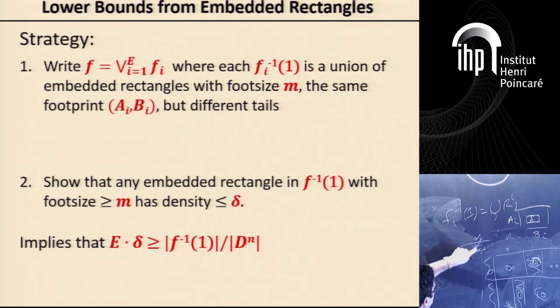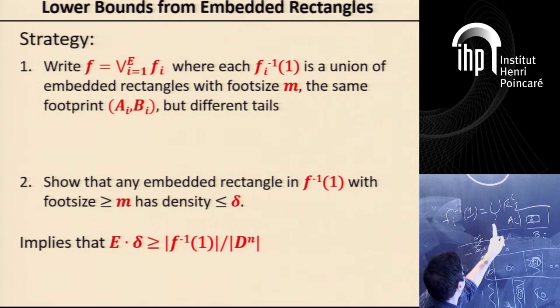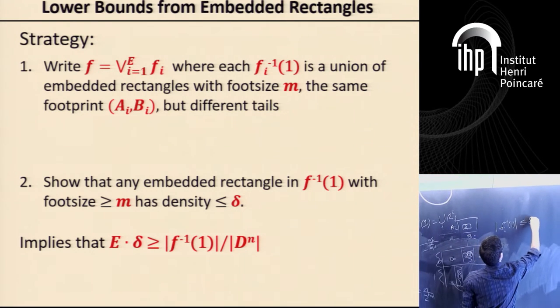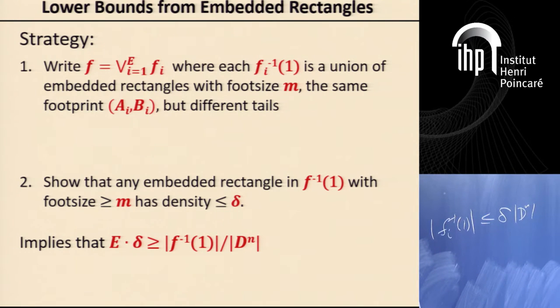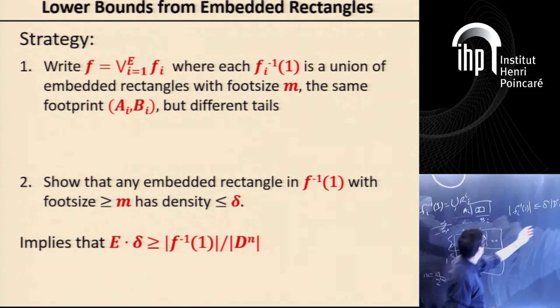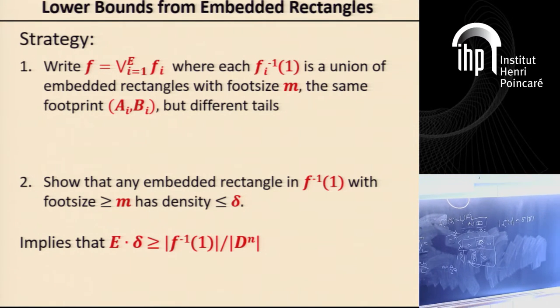And for each one of these tails, we only get a delta fraction of inputs. So I claim that the size of F_i inverse 1 is less than or equal to delta times the size of D to the n, because you can split D to the n based on the tail, and within each tail, you're only getting a delta fraction. Okay, so that gives us the bound. All right.